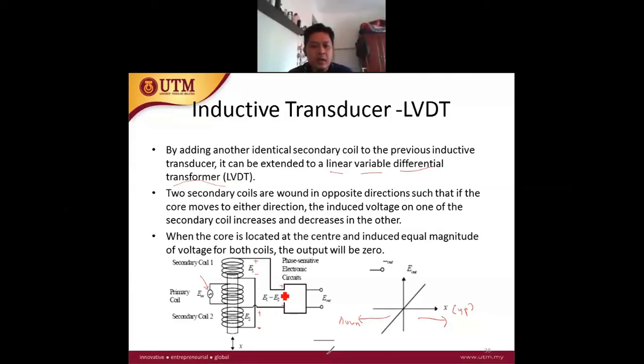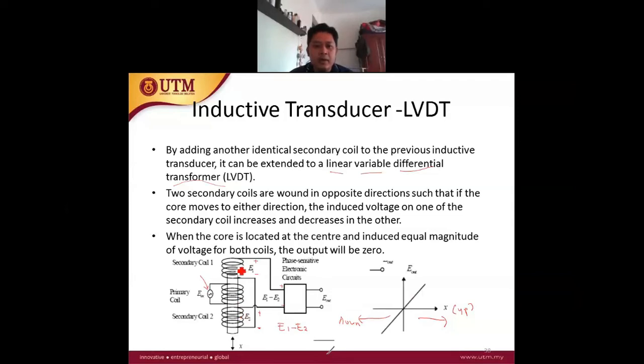So the total output from the secondary coil, E, is E1 minus E2. E1 minus E2. We will look into the output in detail later.